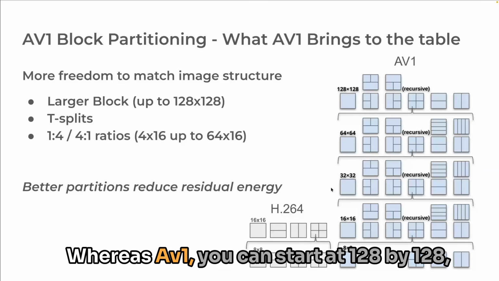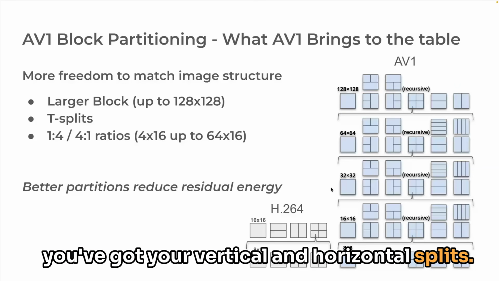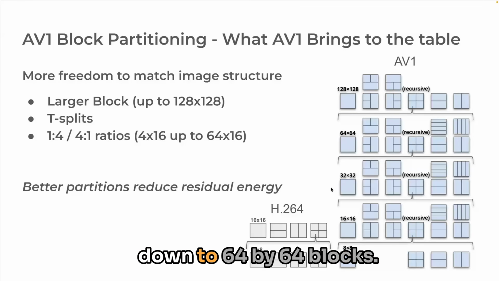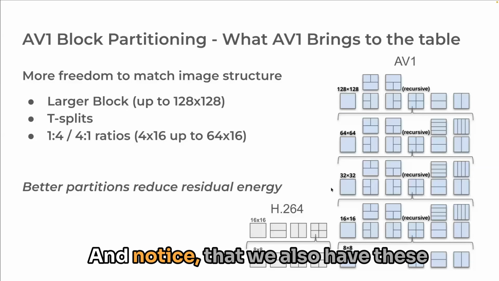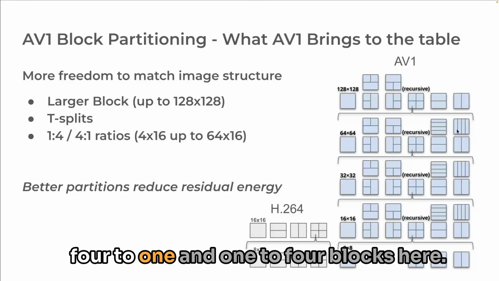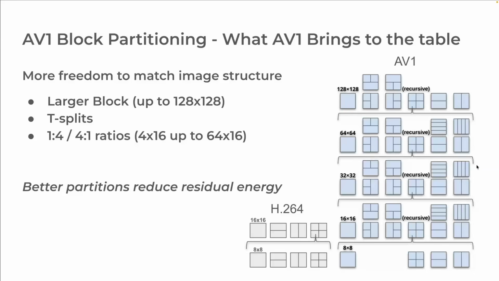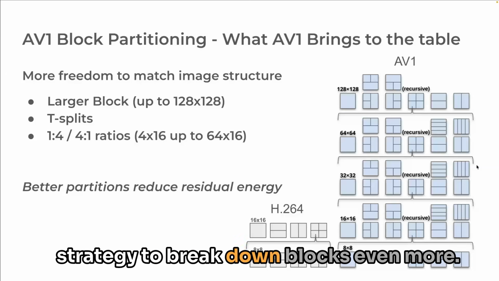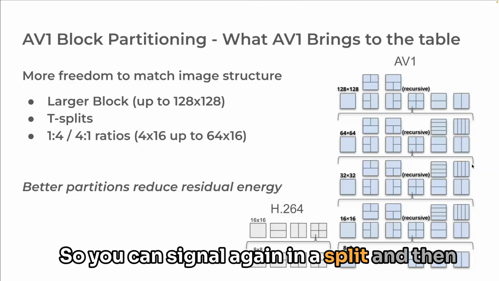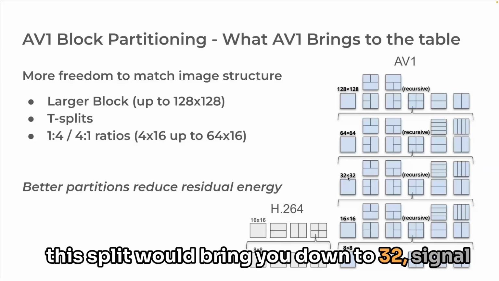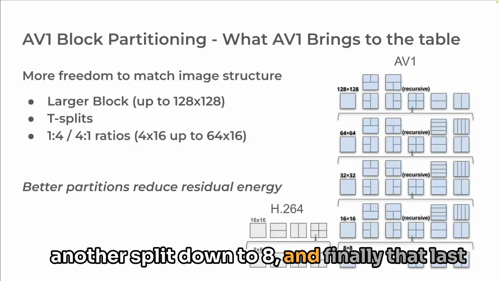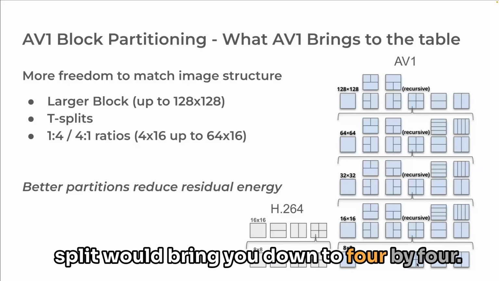Whereas in AV1, you can start at 128 by 128. You've got your vertical and horizontal splits. You also now have T-splits. From there, you can recurse down to 64 by 64 blocks, and notice that we also have these 4-to-1 and 1-to-4 blocks here that show up, and this gives you just another strategy to break down blocks even more. So you can signal again a split, and then this split would bring you down to 32. Signal another split, go down to 16, and signal another split down to 8. And finally, that last split would bring you down to 4 by 4.